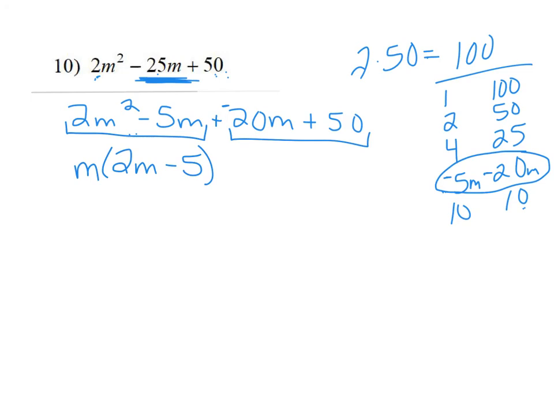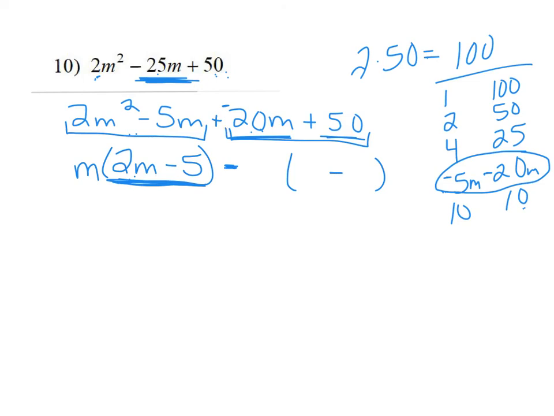And this is the tricky bit. Notice that we want to have the same thing in parentheses over here as we do in the front. So the only way that we're going to have a positive 2m if we start out with a negative 20m is if we take out a negative number. So if we take out a negative number, that's going to make this term positive and this term negative, which will hopefully get us to 2m minus 5.